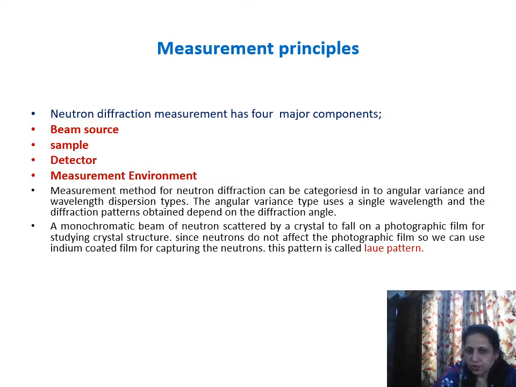The monochromatic beam of neutrons scattered by the crystal falls on the photographic film for studying crystal structure. Since neutrons do not affect the photographic film, we can use indium coated film for capturing the neutrons. This pattern is called the Laue pattern.